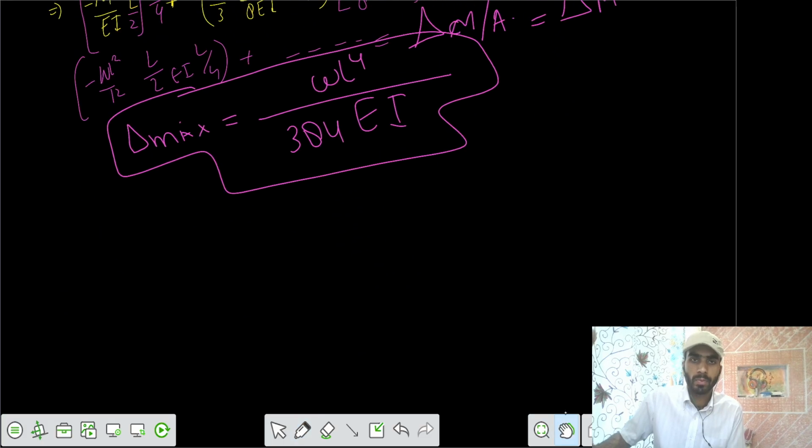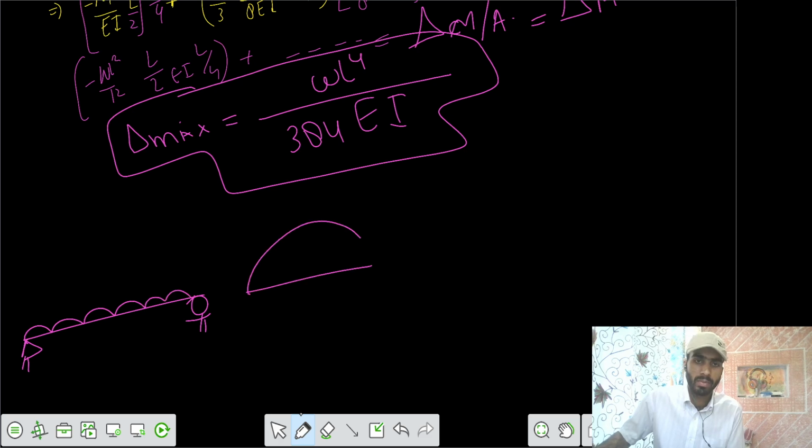And if you have a simply supported beam with a UDL, and you want to find the maximum deflection, we know that deflection would be maximum at the mid. This is the maximum deflection. To get that value, we draw a tangent from here, and you calculate this value, delta AB.